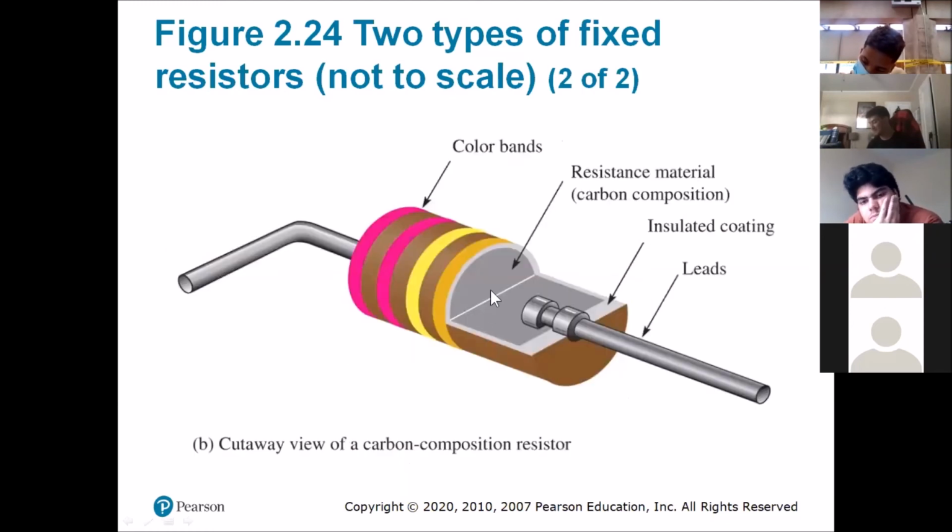If I look over here at the carbon composition resistor, this is basically a mixture of carbon and clay, which gives us the resistive part. The lead gets embedded in the end of it, and then we put an insulating coating around the outside to give it mechanical strength and protection. Okay, so that's the way that one's made.